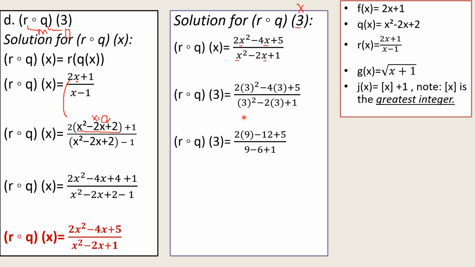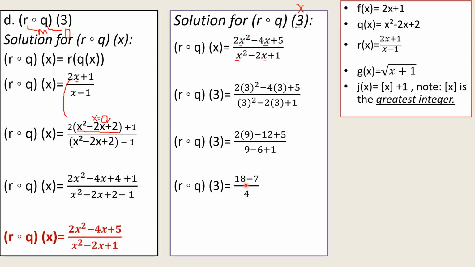After that, we go here. 2 times 9. Do not forget to change the x here, because we are evaluating. So, R of Q of 3 is equal to what? 2 times 9 is 18. Then, negative 12 plus 5 is negative 7. Okay? Then, 9 minus 6 is 3. Then, 3 plus 1 is 4. That is why our denominator became 4. Then, of course, we are not done yet.